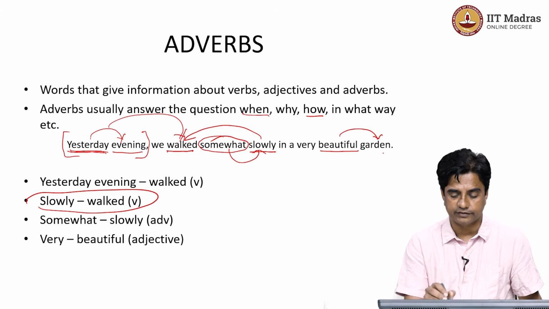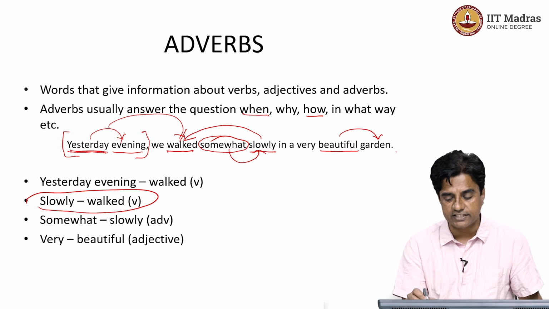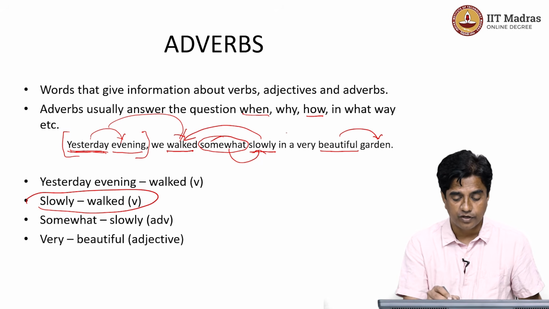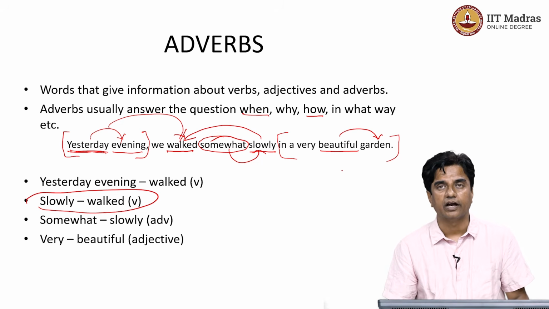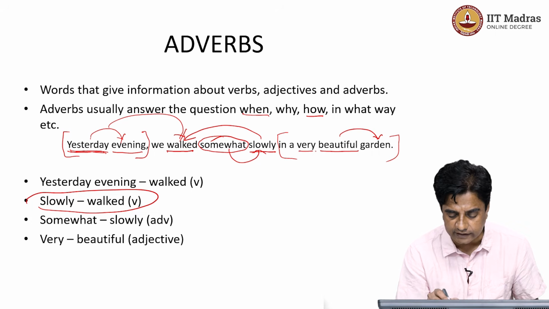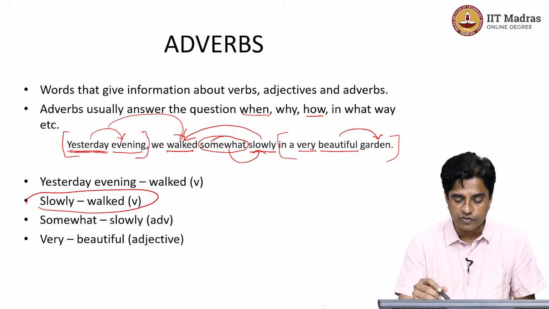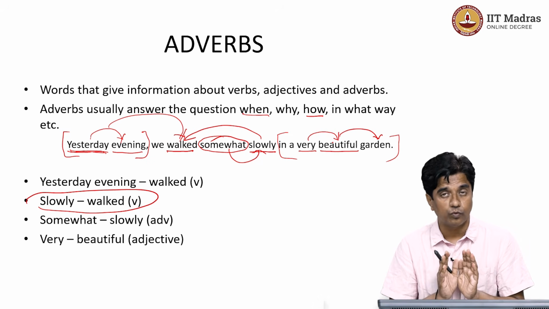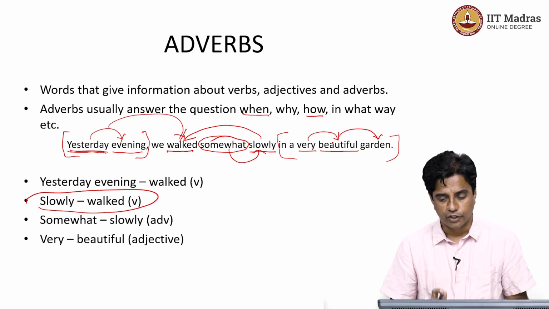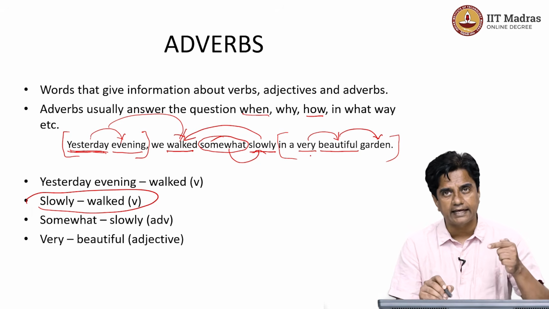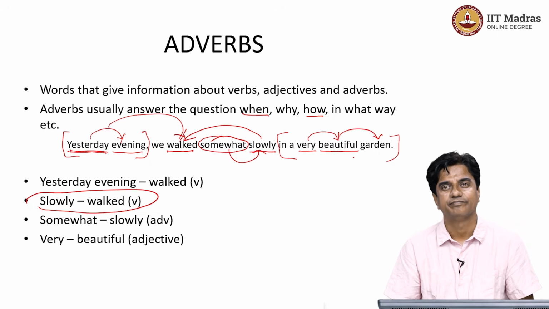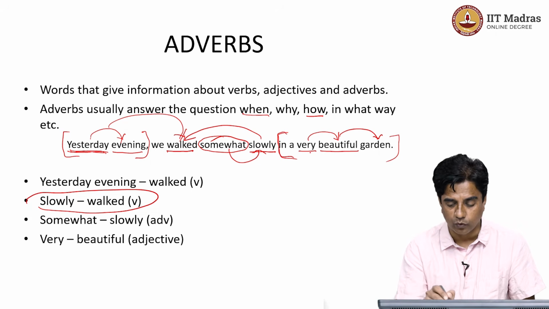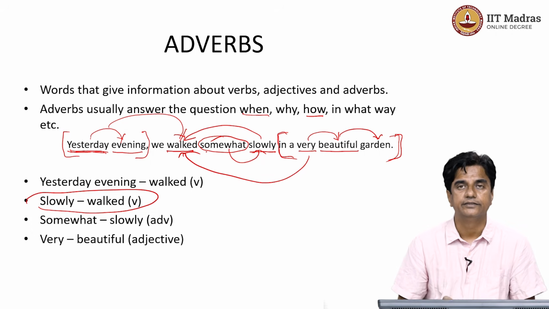In a beautiful garden. Look at this. Beautiful is an adjective for this noun garden, but in this whole phrase, in a very beautiful garden, what do you see? We have a word very, which is giving you information about beautiful. So it's not simple beautiful, it's very beautiful. So this is an adverb for adjectives. And together, this whole phrase is giving you information about walk again.